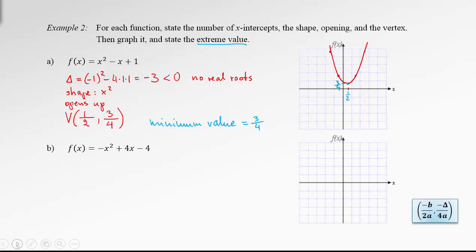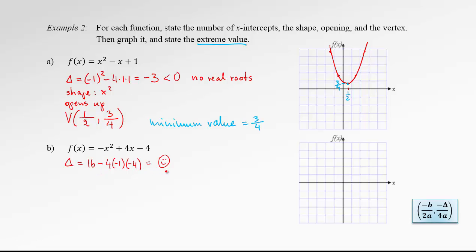Let's see another example. This time, try to stop the video and do it on your own, and then resume the video to check your answers. So let's start with the discriminant. Discriminant delta equals b squared, which is 16 in our case, minus 4 times a, which is -1, and times c, which is -4. Altogether, we have 16, and we have minus, because of 3 negatives, right? Minus another 16. So 16 minus 16 is a nice happy 0, right?